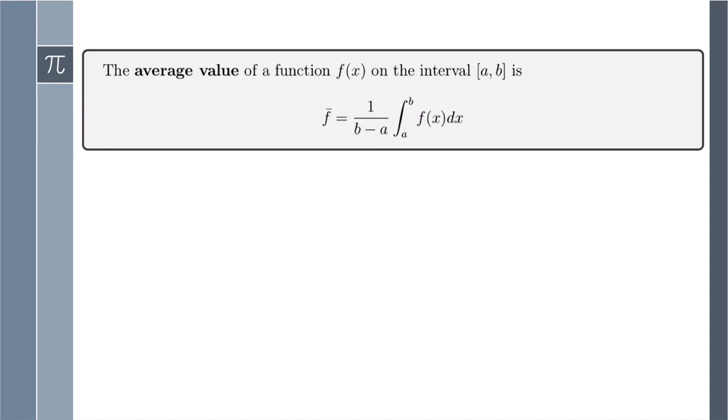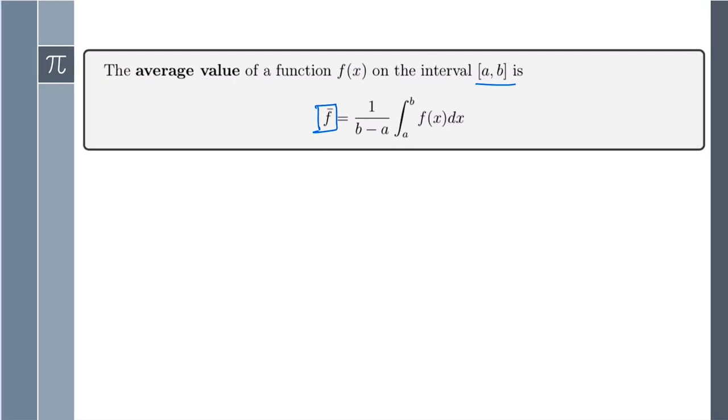Now the next thing that we are going to look at is the average value of a function. The average value of a function f of x on the closed interval a to b is given by this: f bar, the notation for the average value of f, equals 1 over b minus a times the integral from a to b of f of x dx.